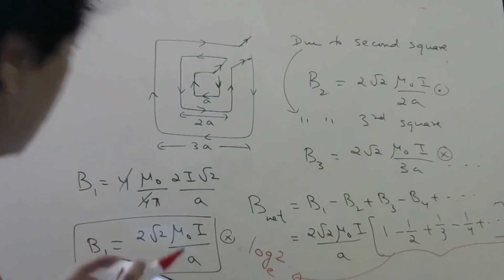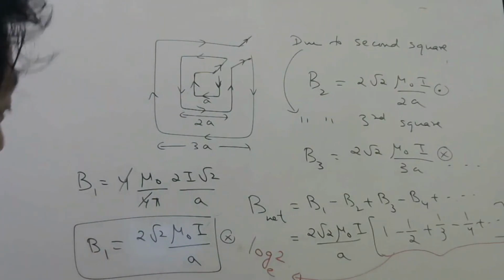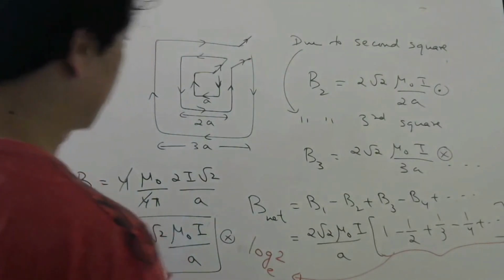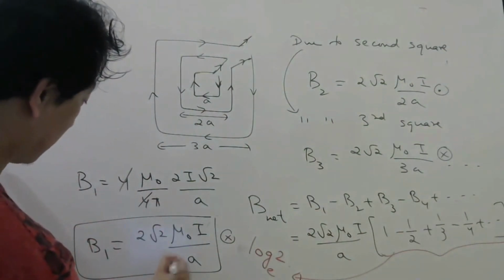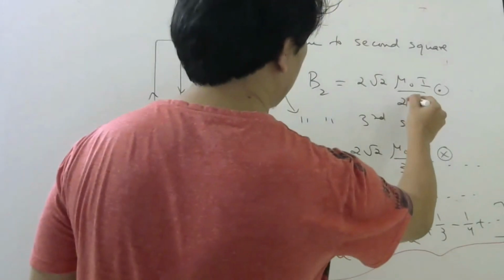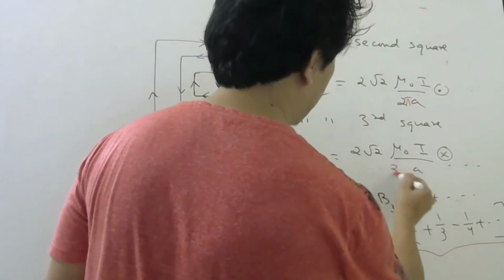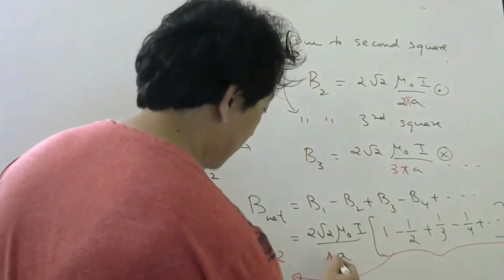Pi A, how come pi A? Oh yes, there has to be pi because there is pi here. See, mu naught by 4 pi. So there is pi here, and here also pi will be there, here also pi will be there. Right? So I missed pi.